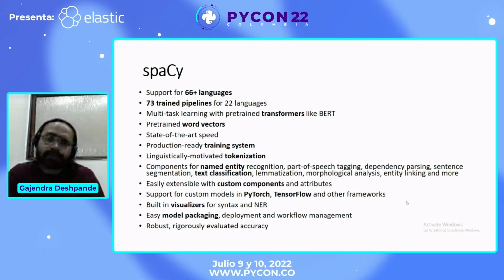So we use a library like spaCy to get more sophisticated output, and most importantly the performance. And you can see here the most important things we have seen in our basic principles of NLP, such as named entity recognition, tagging, dependency parsing, then sentence segmentation, text classification, lemmatization, morphological analysis, entity linking. So all are available in spaCy.